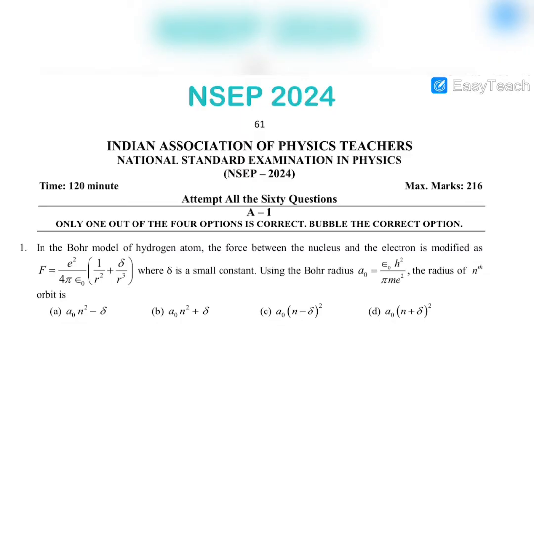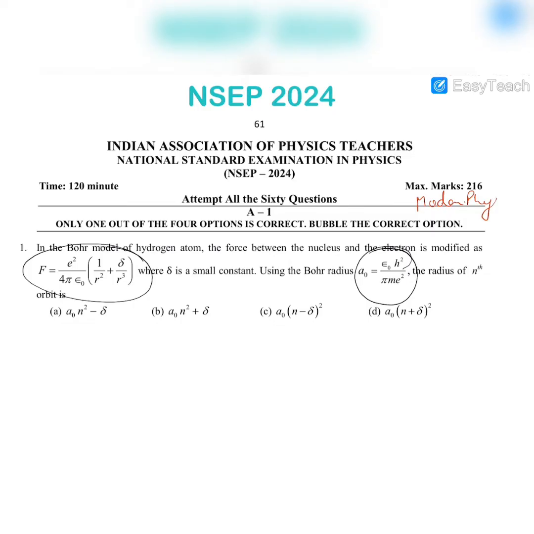So let us start from the first question itself. You can see that this is a Bohr's model question, and let us also tag the question. It is from modern physics. In this question, the force acting on the electron by the nucleus is given by this F, and Bohr's radius is this one, a0. So we have to find out the radius of the nth orbit.